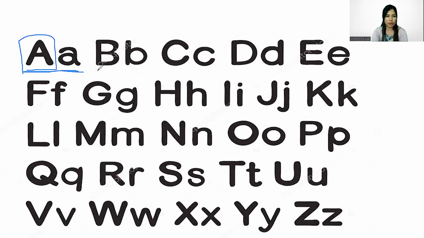This is capital letter B. Small letter B. This is capital letter C. Small letter C. This is capital letter D. Small letter D. Capital letter E. Small letter E. Okay, so let's practice those alphabets.